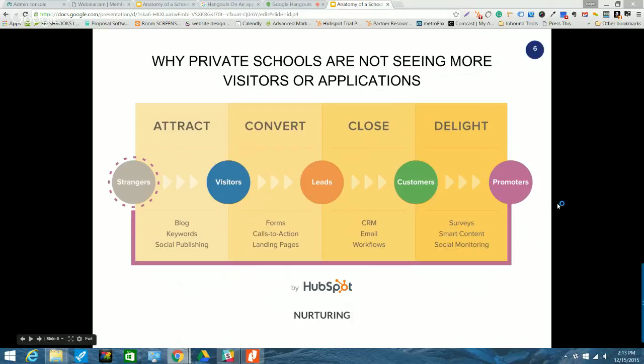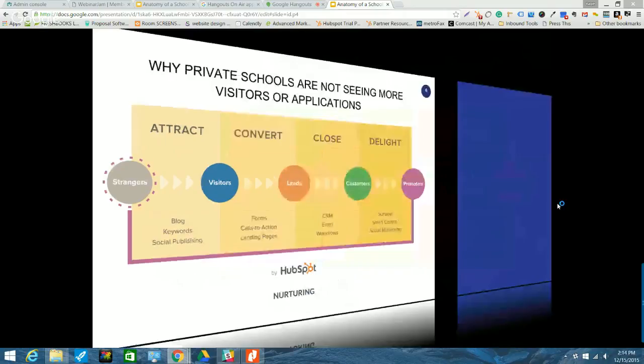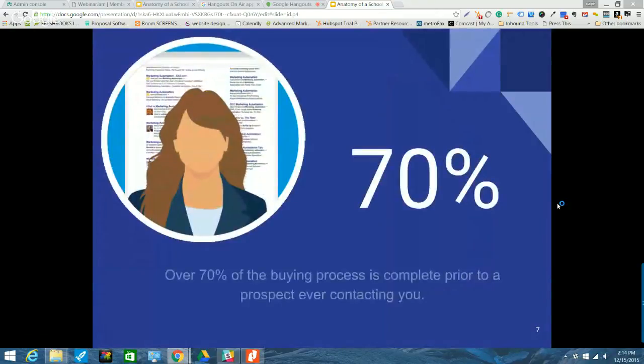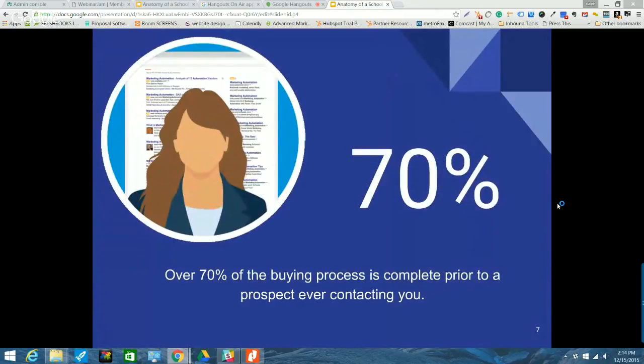So the bottom line is nurturing. The problem with a lot of schools is you're assuming a prospect is ready to enroll in your school when they're just getting educated and learning about your school, and you're really pushing them too hard. The better you are at nurturing and understanding where they are and helping, that's going to make a big difference. And the better you are at nurturing a prospect earlier in the process, the more trust they're going to have with you in comparison to your competition. So here's the big deal, though. The reality is 70% of the buying process is complete prior to a prospect ever contacting you.